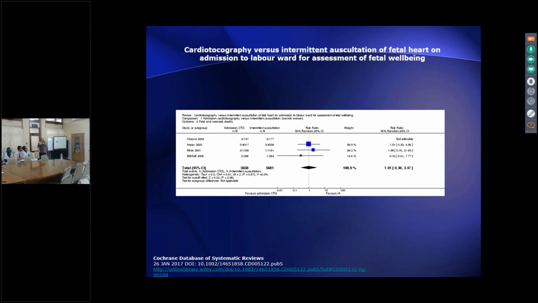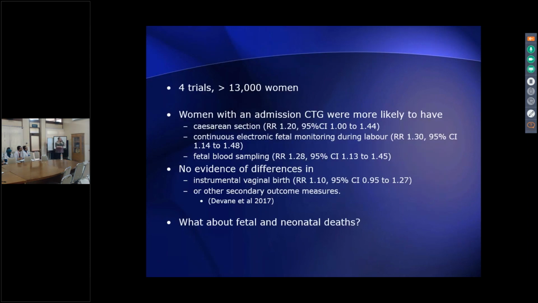Okay? So, surprisingly, we have no evidence of any known benefit for the admission CTG's use in modern maternity care. But yet it's used in many countries. And we have evidence of it increasing cesarean section rates.